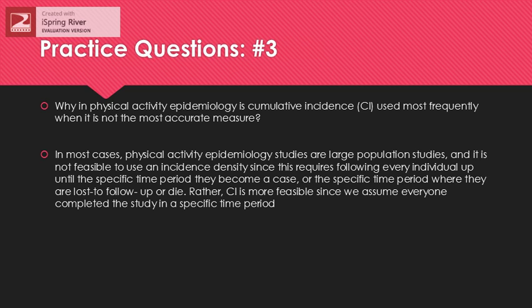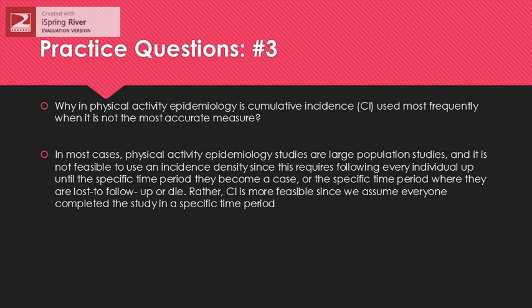Practice question number 3 is why in physical activity epidemiology is cumulative incidence used more frequently when it's not the most accurate? And I basically just said this, but physical activity epi studies tend to be large population studies, and it's very difficult to use an incidence density because you have to follow people up until a specific time period, until either they develop the disease that you're interested in, that they become a case, that's what that means, or they're lost to follow-up, meaning they stop participating in the study for whatever reason, or they die.